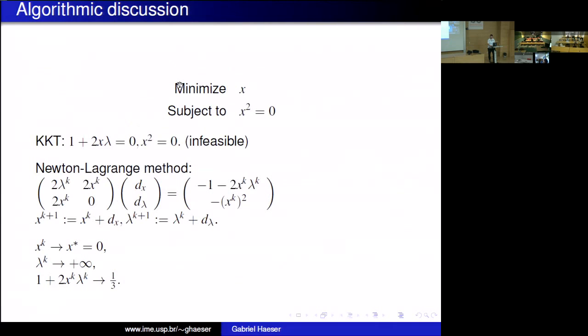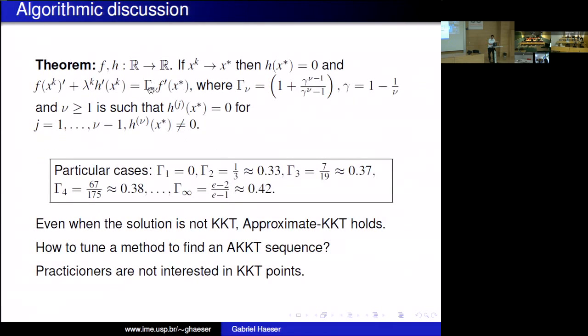In our case, it was 1. So if you have another function, you will converge to this, and you can compute it. You have a general formula for which value this will converge to. If the third derivative is non-zero, you converge to 7/19. So you generate this sequence. It is tending to (e minus 2) over (e minus 1), approximately 0.42. So okay, this is the only case where we know something. We don't know anything else when we have more constraints or inequality constraints or more variables.